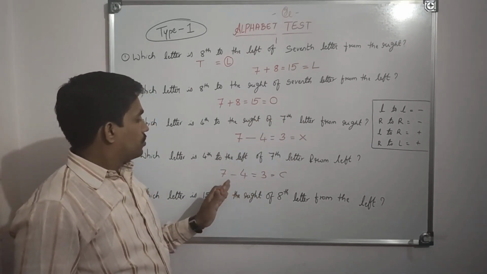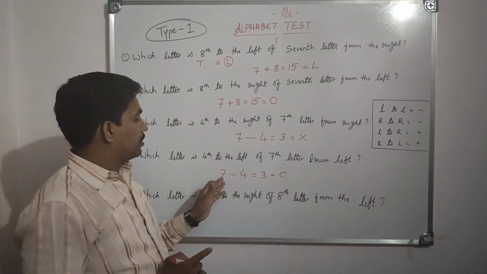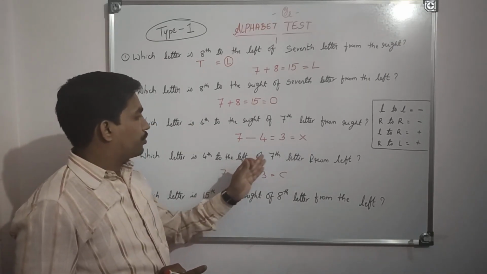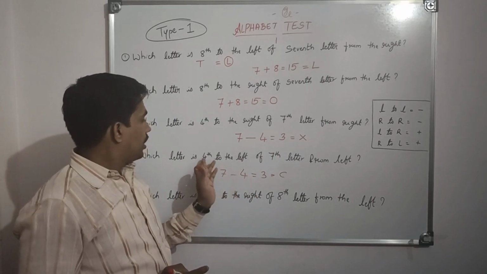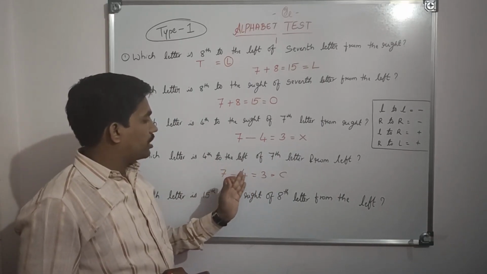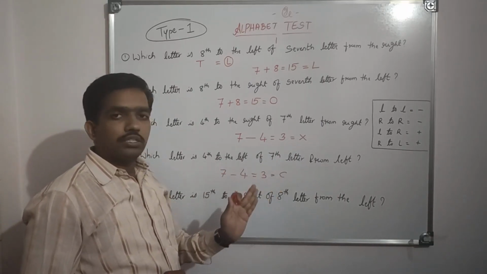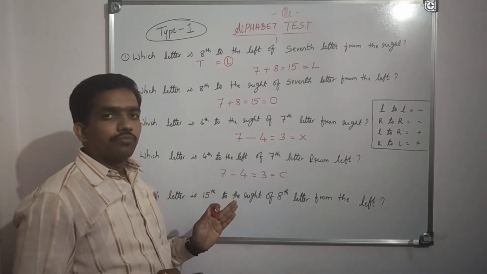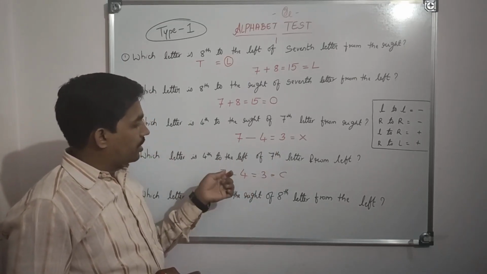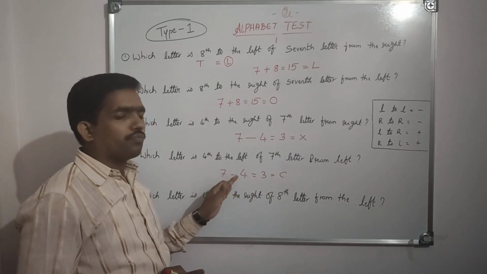Okay. So seventh letter from the left. 7, left to left means minus, and this 4 here. 7 minus 4 is 3. Third letter is C from the left. So this is how we can solve very fast.